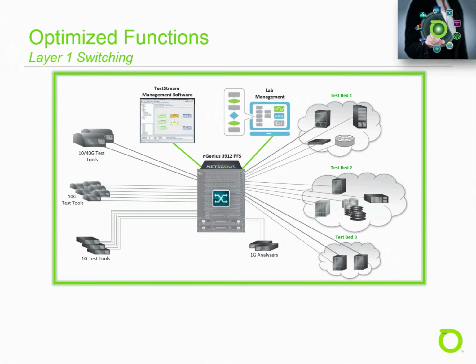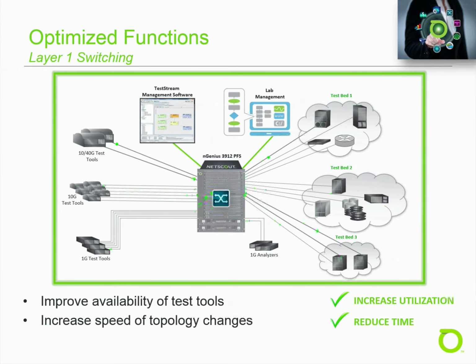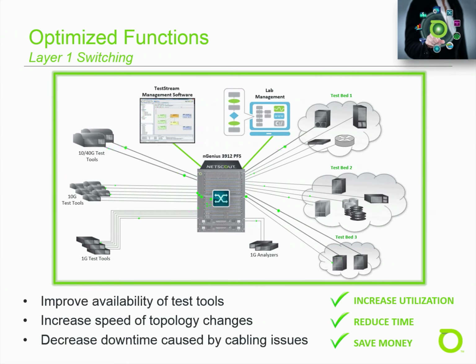First, we have Layer 1 switching. Layer 1 switching enables lab managers to quickly build test topologies from pooled resources. This greatly improves the availability of test tools and increases the speed of topology changes. Since all configuration changes are done remotely via software, downtime caused by failed cables and dirty connectors is nearly eliminated.